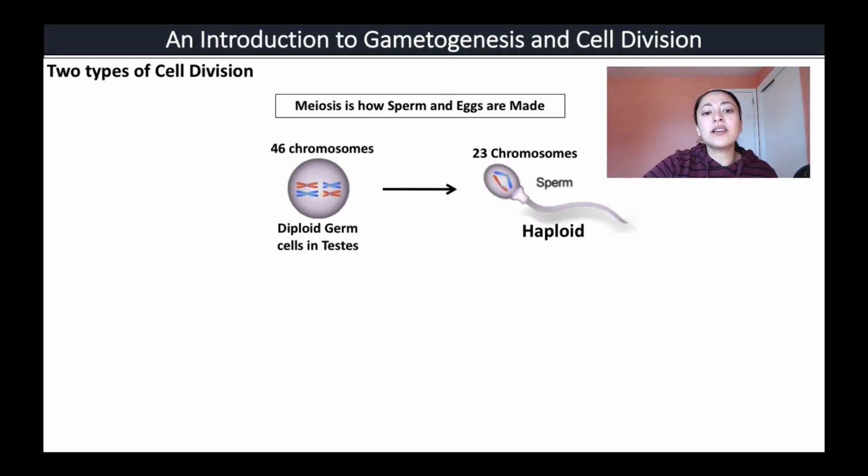So again, meiosis is how sperm and eggs are made. Within the testes, in males, they have these diploid cells called germ cells.